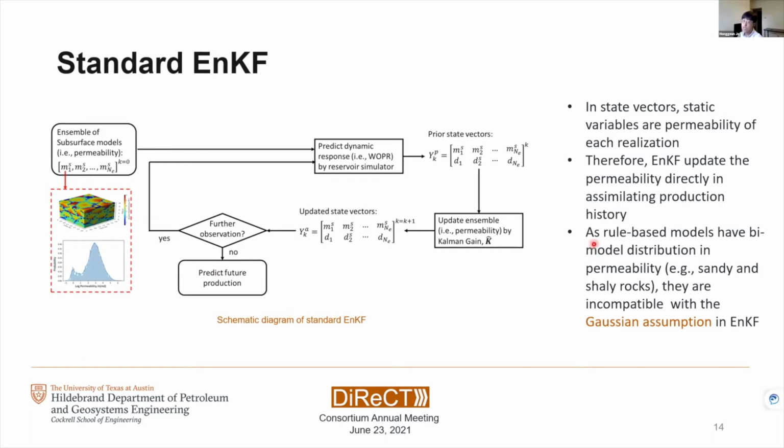One limitation of this method is that, as we've seen in the earlier slide, this rule-based model has a bimodal distribution in permeability, because it has sandy rock in the center of the lobe and shaly rock on the boundary. So this is not compatible with the fundamental assumption of the Ensemble Kalman filter. Ensemble Kalman filter is mainly based on the Gaussian assumption. So it automatically assumes that each property follows the Gaussian distribution. So even though it was not Gaussian in the beginning, it will end up with Gaussian permeability, which will damage all the geological features we had in the beginning.